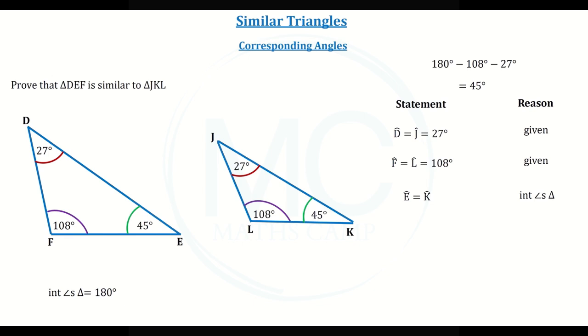Finally, we now have three pairs of corresponding angles that are equal. So we know that these two triangles are similar. So now we can say triangle DEF is similar to triangle JKL.